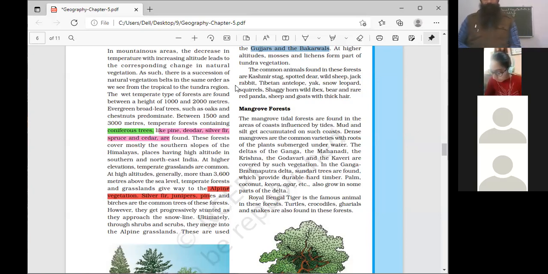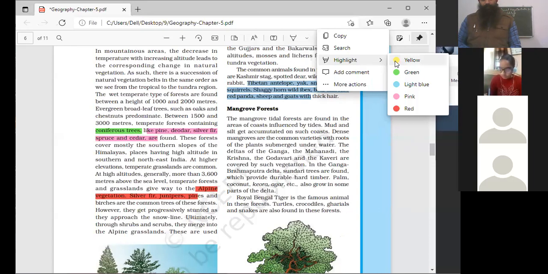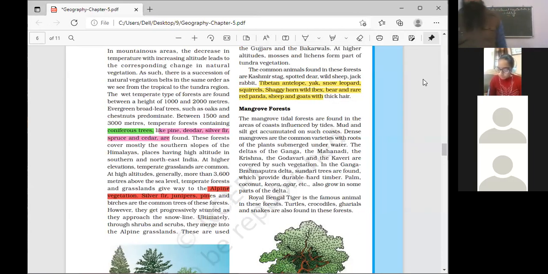Tibetan antelope, snow leopard, squirrels, yak, etc. They are generally living in such types of weather conditions. Clear? Now the next type of vegetation is mangroves, which are generally found in deltas.